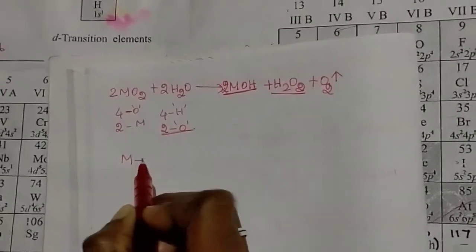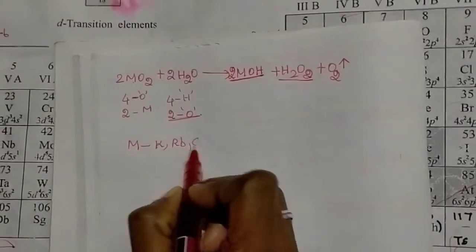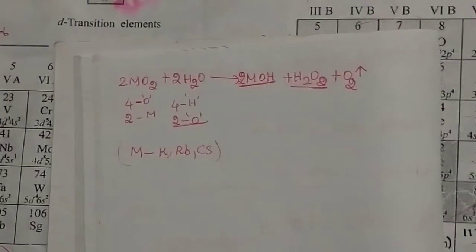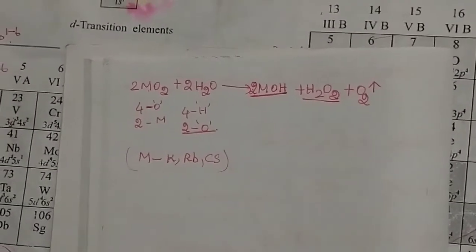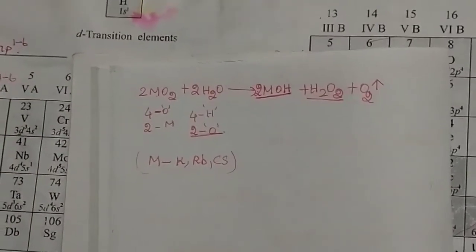Here M is denoting potassium, rubidium and cesium. Why? Because lithium and sodium can't form superoxide. Because of this we can write M only for potassium, rubidium and cesium.